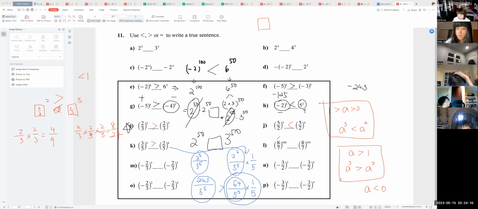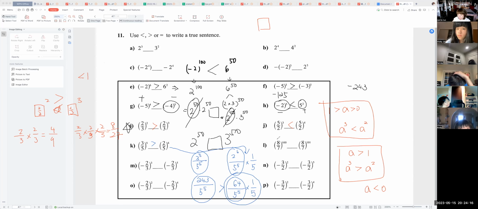Correct, everybody? Because this one equals negative 8/27. This one is negative (3/2) to the power 5. So which one is smaller? Of course, this one is smaller. Okay, so we have the same thing as before.